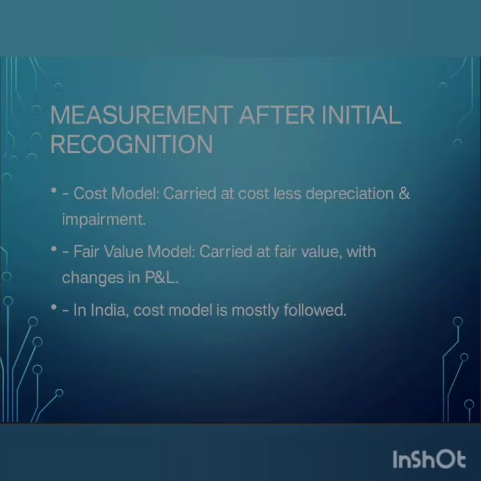Okay, that's right. Janita, can you tell us about the measurement model after initial recognition? Sure. After initial recognition, companies can either use the cost model or the fair value model. Cost model: the property is carried at cost less accumulated depreciation and impairment. Fair value model: the property is carried at fair value with changes recognized in the profit and loss account. However, in India, companies mostly follow the cost model and the fair value is disclosed in the notes to accounts.